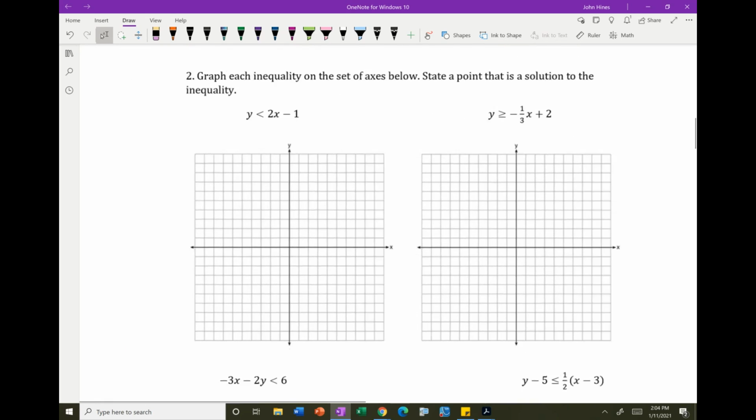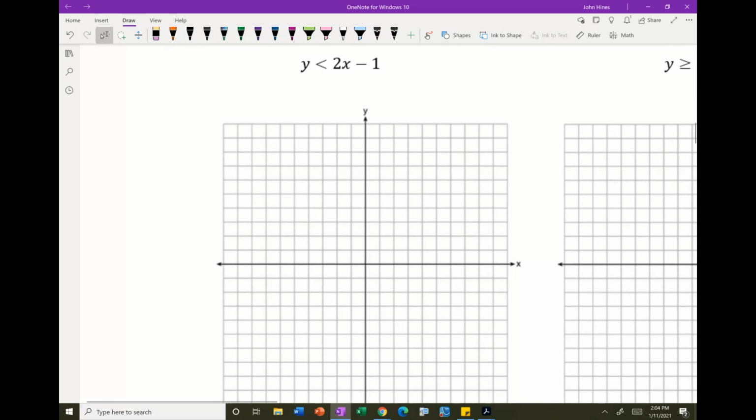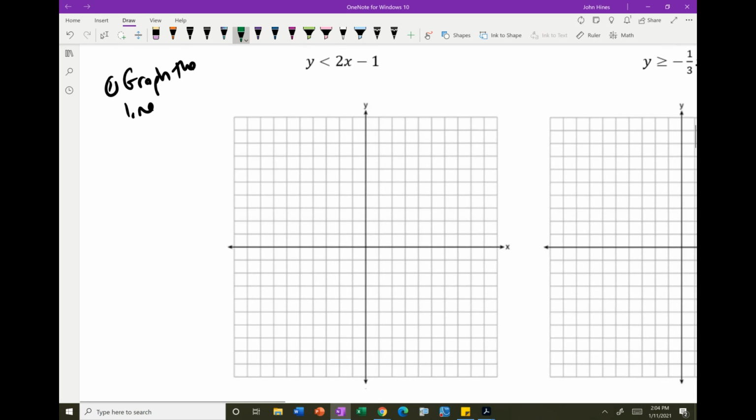So graph each inequality below. Let's graph them. y is less than 2x minus 1. So the first step is graph the line. We've got 3 steps here. We've got to graph the line. Pretend it's equal to, and we'll graph the line. So I start at negative 1, and I have a slope of 2. Up 2, right 1. Down 2, left 1.